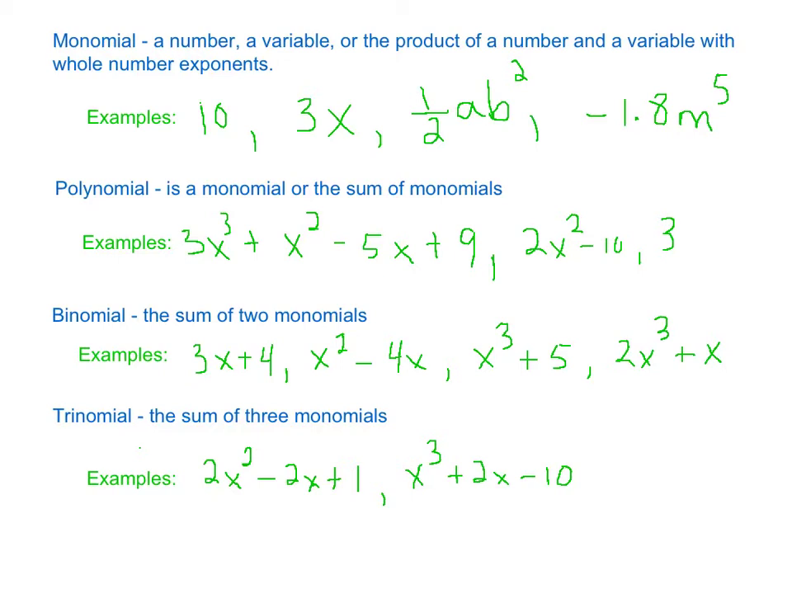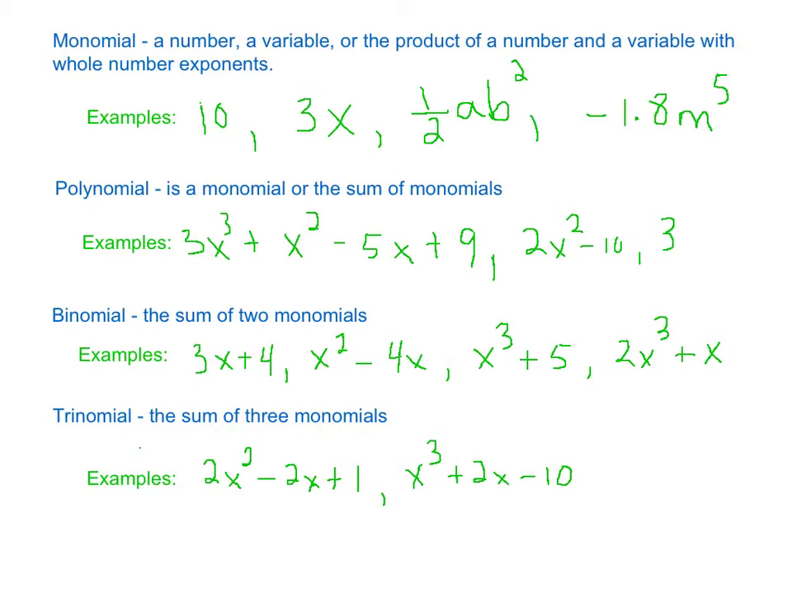Looking at the next one here, binomial, that's the sum of two monomials, so we're going to have two terms. Looking at the examples, we have 3x plus 4. That's got two terms separated by the addition sign. The next one, x squared minus 4x, two terms separated by a subtraction sign. Next example, x to the third plus 5, two terms separated by an addition sign. And the last example, 2x to the third plus x, two terms separated by the addition sign.